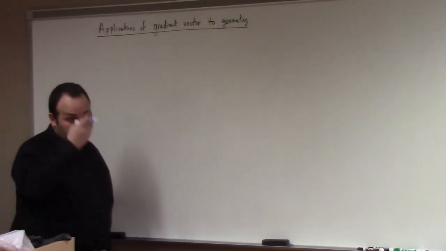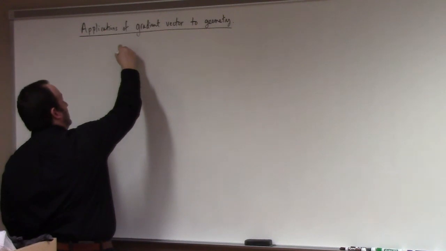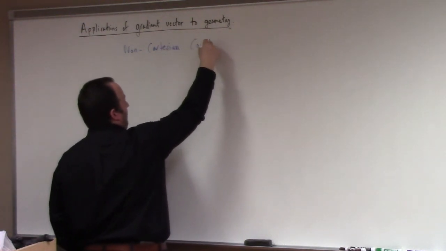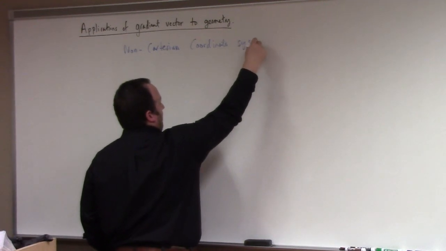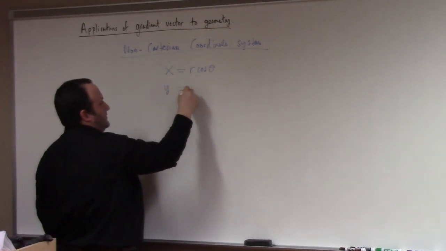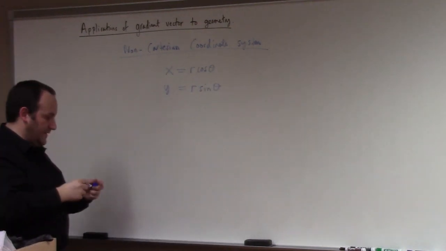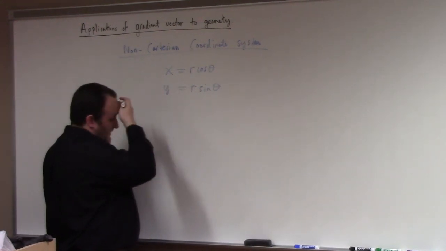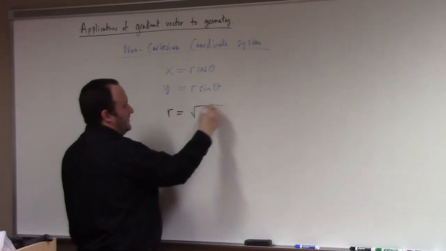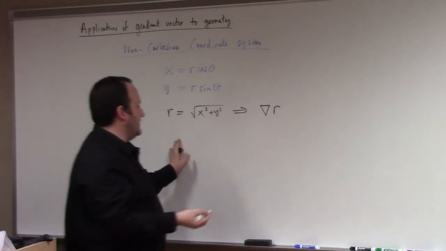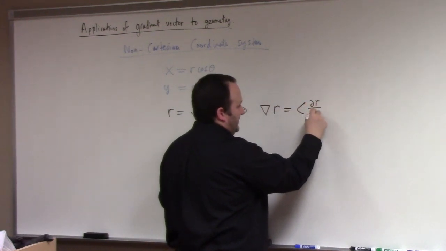So the other big application for gradients, in my view, would be the non-Cartesian coordinate systems. So for the plane, what's our choice? We did x equals r cosine theta, y is equal to r sine theta. So I pointed out that, of course, r is equal to the square root of x squared plus y squared. So that says that the gradient of r is what? It's partial r, partial x, partial r, partial y.